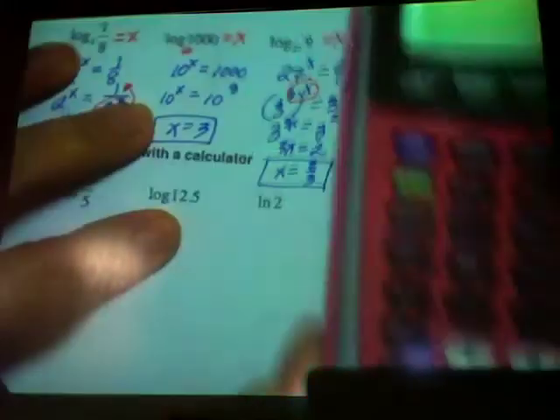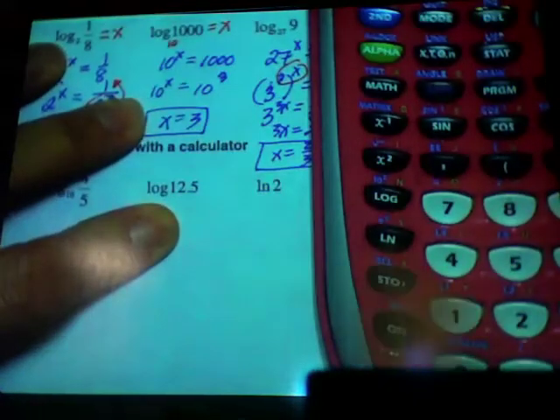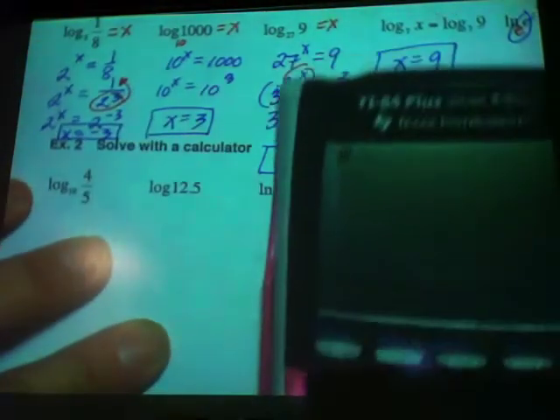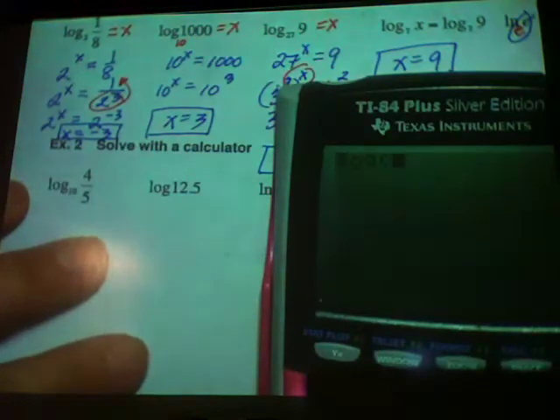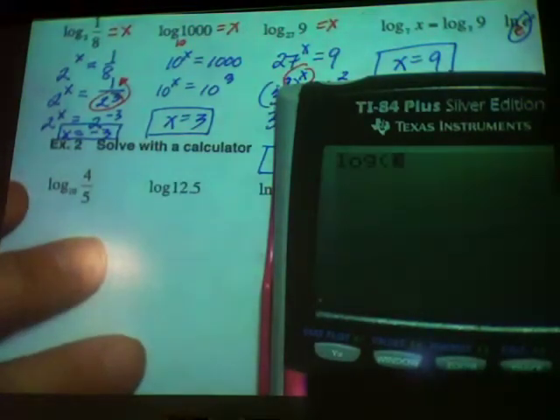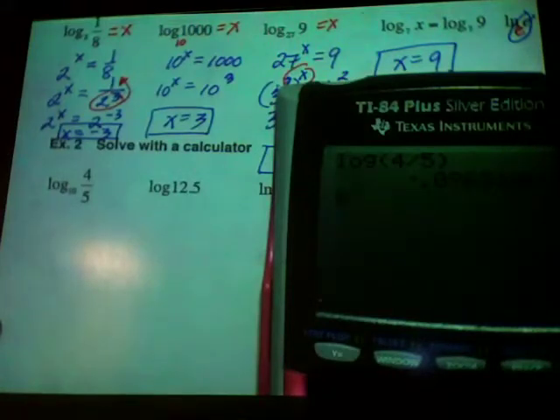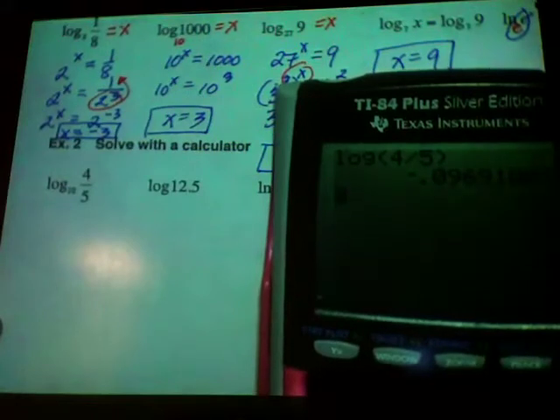I'm going to try to zoom out here. Here's your log button, right here. So we're going to hit that log button, and then make sure that you put the 4/5 in parentheses, and close them, and hit enter. Now they didn't tell you how many decimal places to go out to. If I were you, I would go out to 4 or 5. But do pay attention. So this one's negative, isn't it? Did everybody get that? Okay.